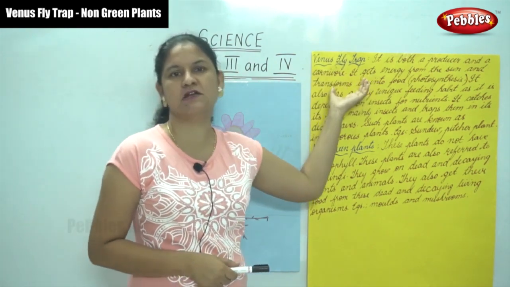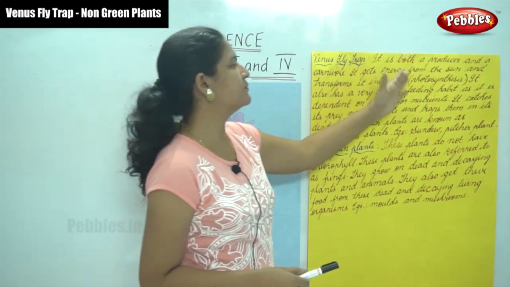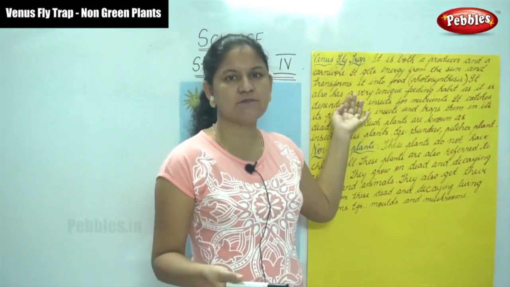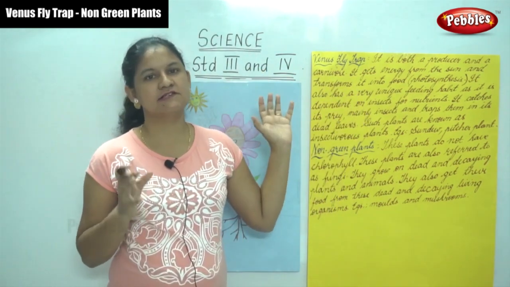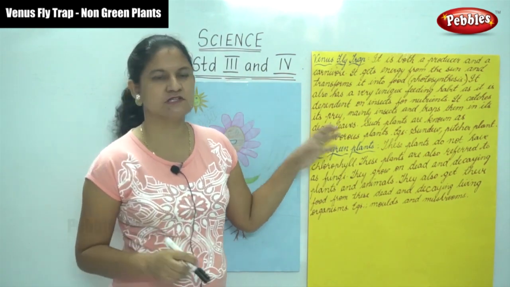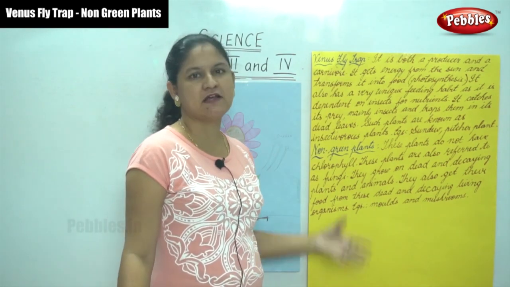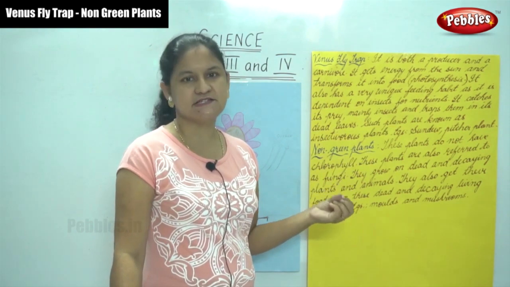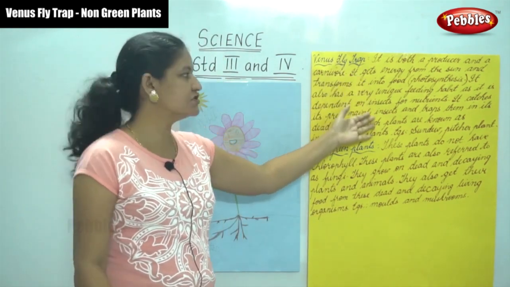So the name of the plant is called the Venus flytrap. So it is both a producer and a carnivore. So we will be talking about a carnivore in our next class. A carnivore is an animal that eats only other animals. So this Venus flytrap is both a producer and a carnivore. It is called a carnivore because it eats other insects. That's why it is named as Venus flytrap.